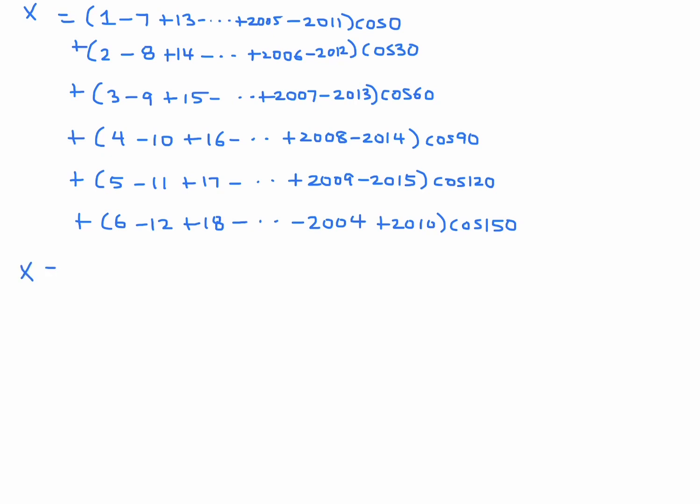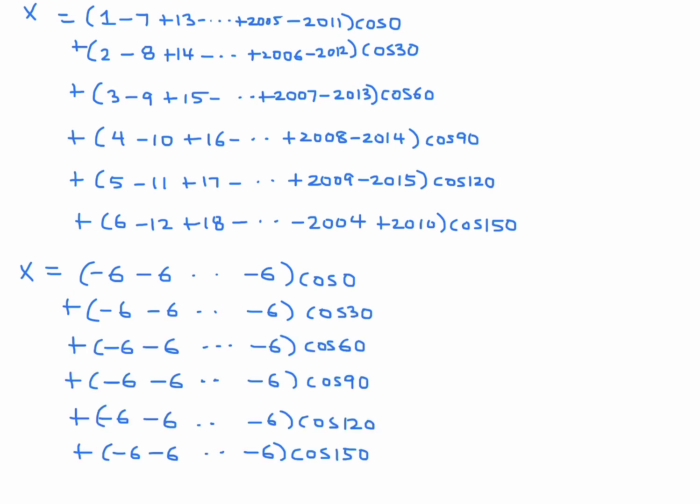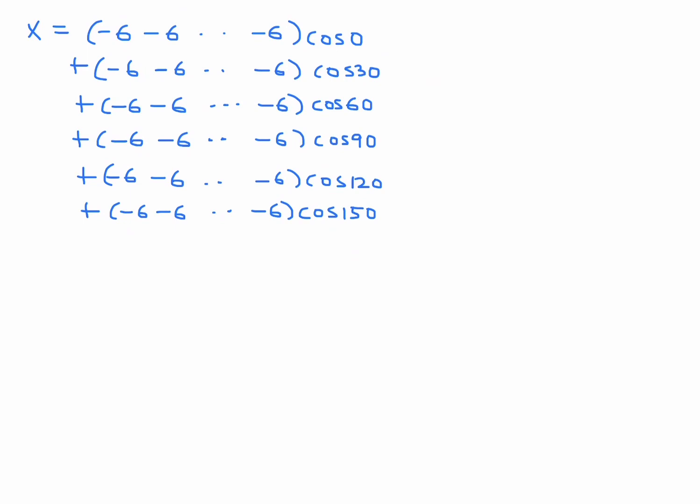Now comes a little bit of magic. Not really, but all of these, if you notice, are minus 6, dot, dot, dot, minus 6, right? Cos 0. And then we're adding again minus 6, dot, dot, dot, minus 6. And you get the point. You don't need me to walk you through every single one. So I'll just write them all out. Cos 30. So now that we've got these all grouped into minus 6's, we have to start adding them.